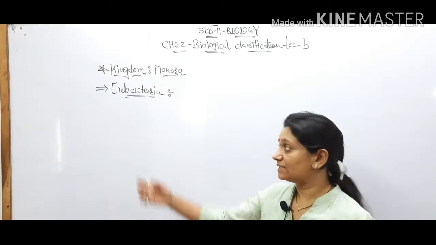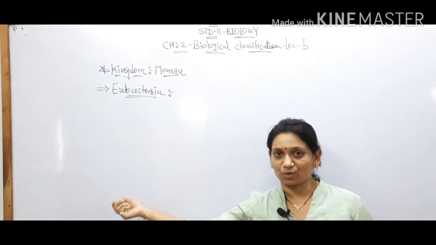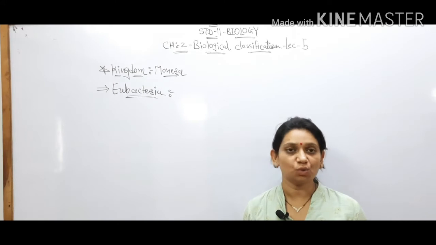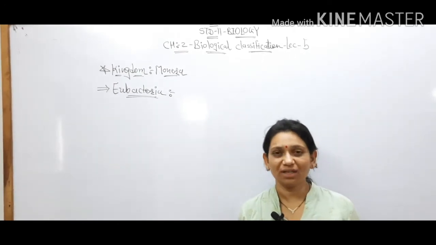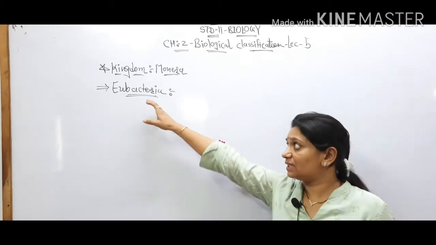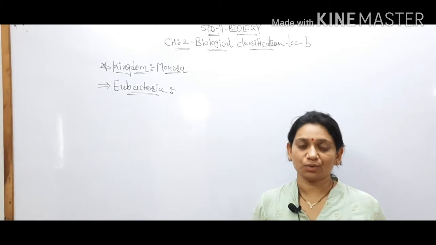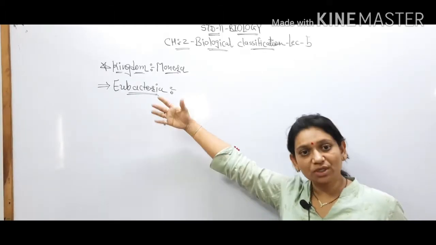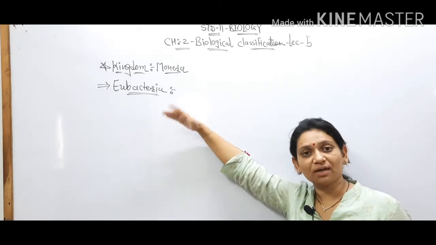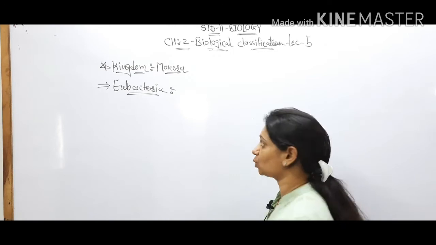Now we'll see how we can observe these bacteria under the microscope. For that you must remember that all the bacteria are colorless and we cannot see them very clearly under the microscope. So for observing them in a microscope, first we have to give them a color. And the procedure to give a color to bacteria is simply known as the staining procedure.